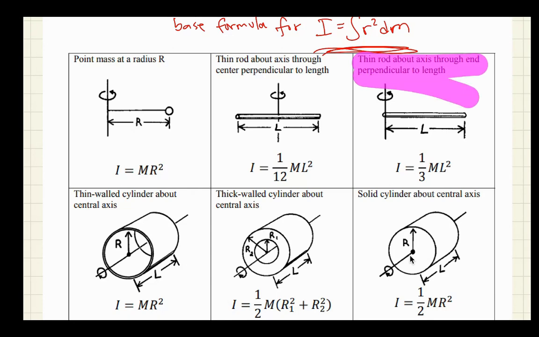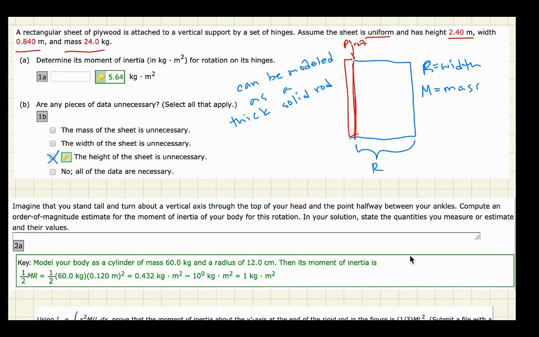a rod about the axis through the end perpendicular to the length. So my moment of inertia here will be 1/3 ml squared. So going back here, I would use I equals 1/3 ml squared, where L here is the width, and plug in and chug out.